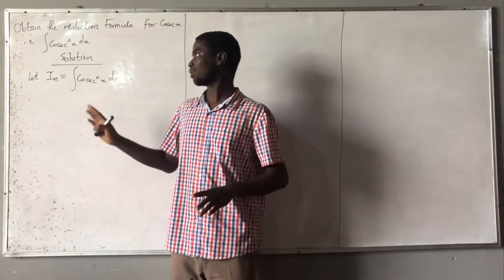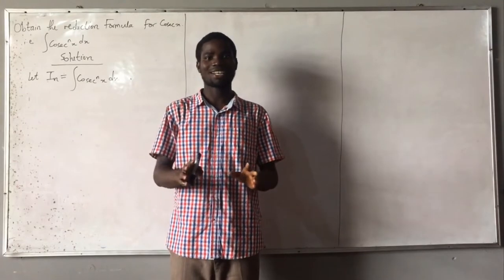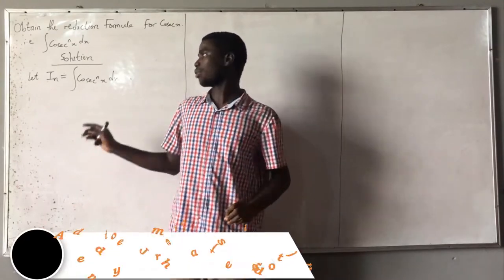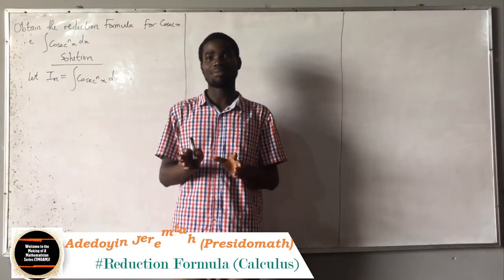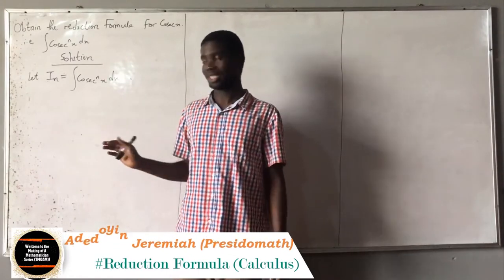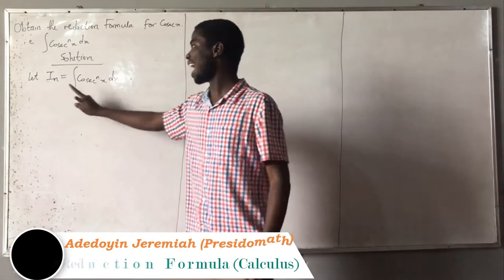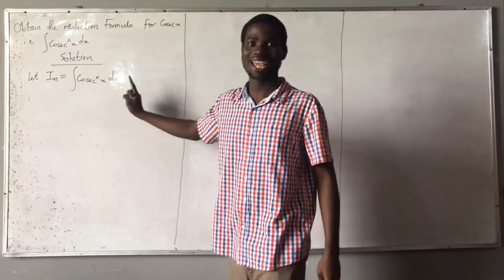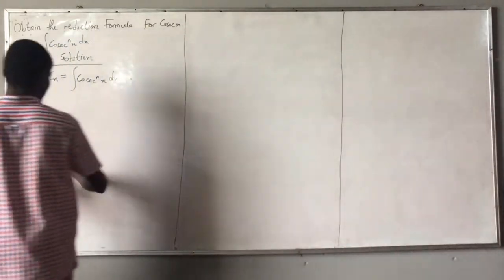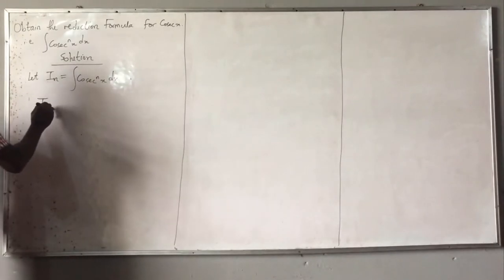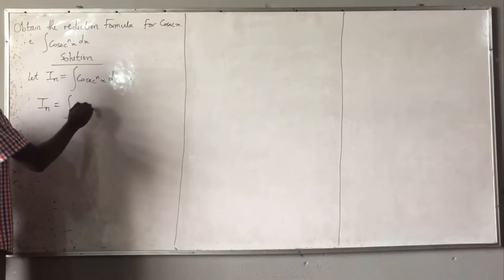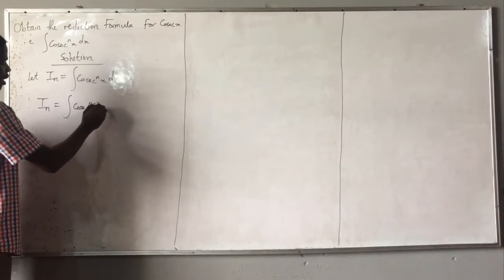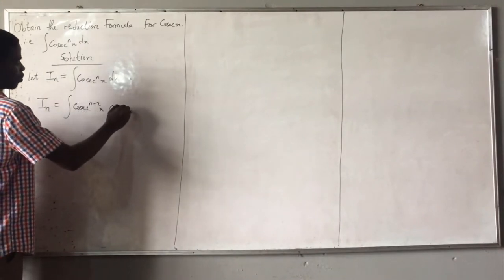So today we want to obtain the reduction formula for cosec^n x. I'm going to be showing you how to find the reduction formula with a clear and simple explanation on this. So we can see I_n equals the integral of cosec^n x dx. The first thing I'm going to do is write I_n as the integral of cosec^(n-2) x times cosec^2 x.